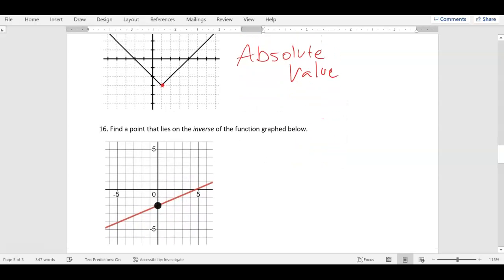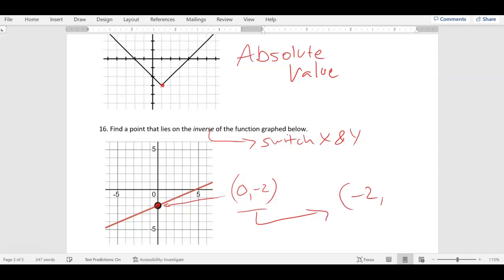Okay. Find a point that lies on the inverse function of the graph below. All right, let's take this point. What is this point? The x value is 0, the y value is -2, right? I want to find a point on the inverse. Inverse is when you switch x and y. So I'm going to take this and get -2, 0. All you got to do is switch x and y. For the point they give you, you get a point on the inverse graph.